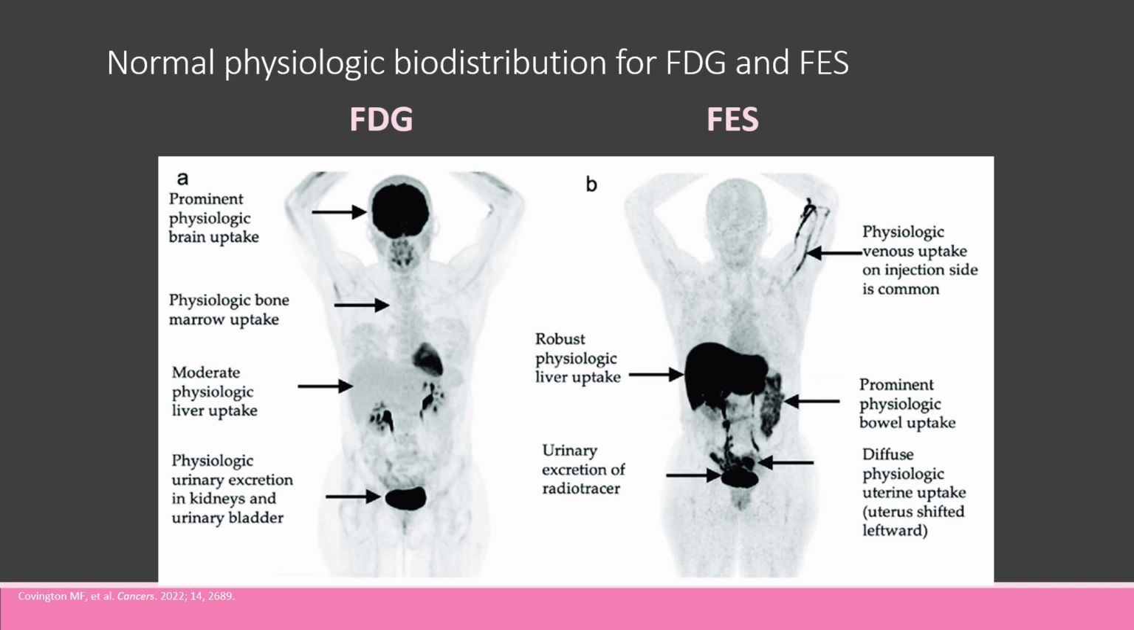You may also see uterine uptake on FES studies, and you will not see that on FDG. Finally, there is going to be venous activity uptaking at the site of injection. This is one of the reasons that it is important to use a slow injection, followed by flushing of at least 10 milliliters of saline. It is better to do a little bit more so you can help clear some of that residual venous uptake.